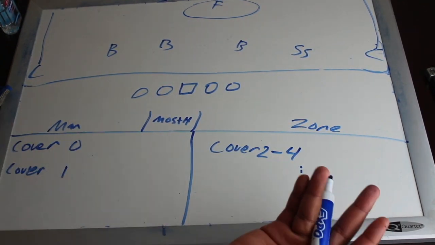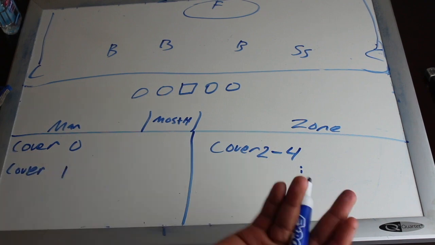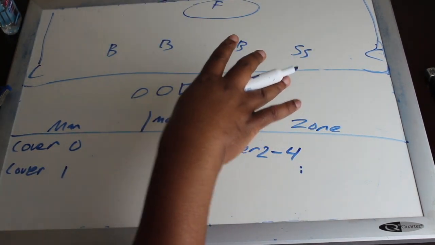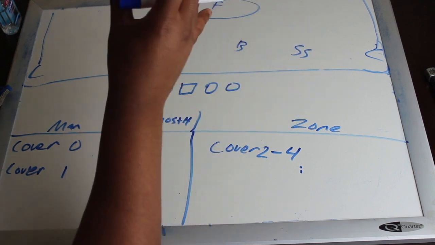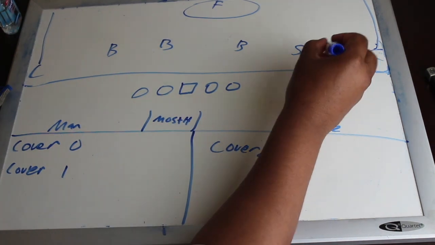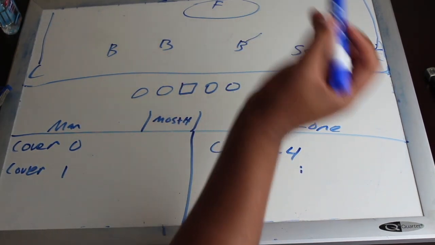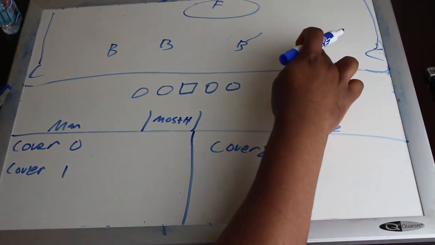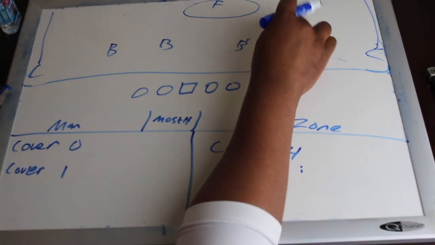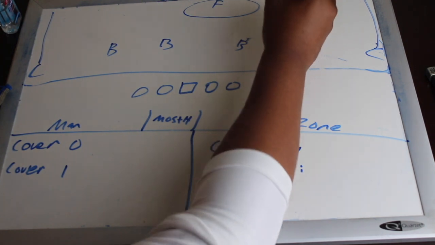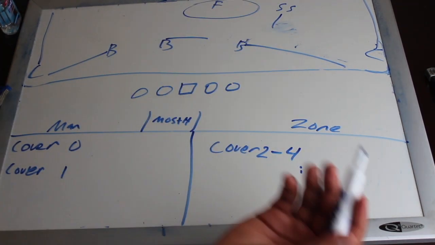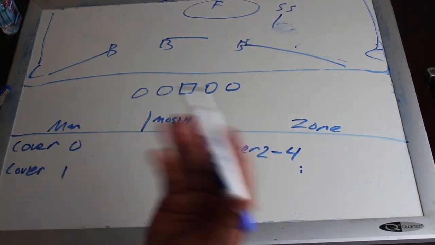So now what are we going to do with the rest of these guys? We've got to still cover the flat somehow. Now, this can be all kinds of different things. The main key that we're looking for is three guys deep and two guys in the flats. It could be done different ways. You can put this strong safety in the flats and let this backer play hook and curl. Or you can leave him up and let him play like a robber technique, put that guy in the flats, that guy in the flats, and let him play hook and curl. It just depends on what you want to do.